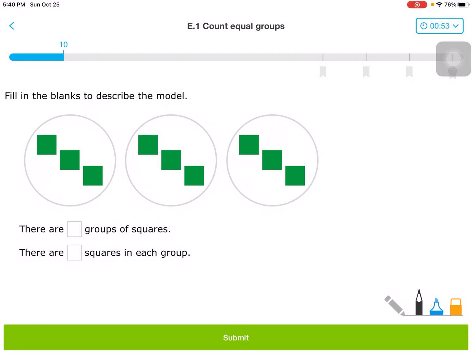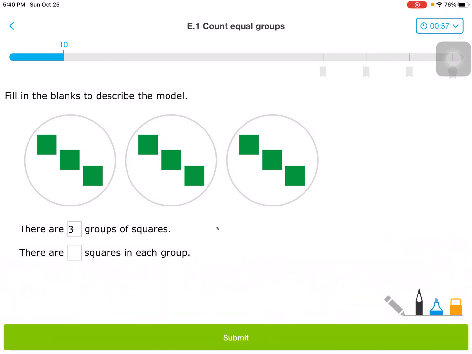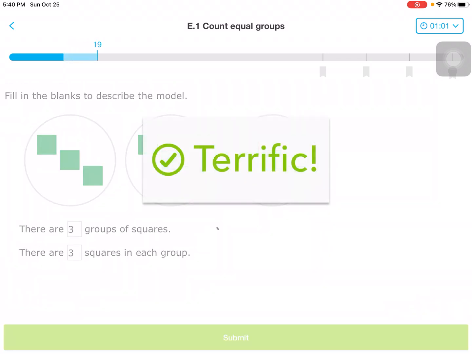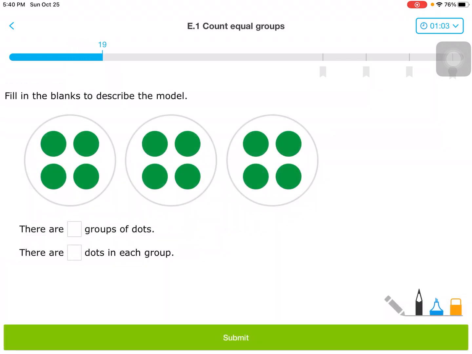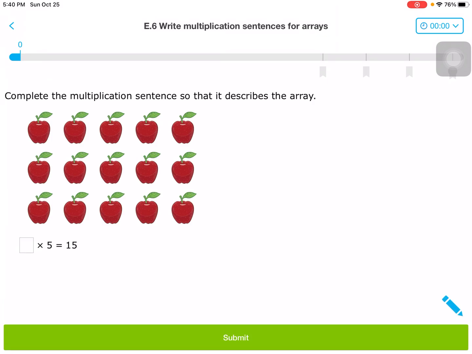How many groups of squares? There are 3 groups of squares. And then there are 3 squares in each group. And that's really all it is. They're just asking you how many groups, how many dots. If you get really good at that, you can move on up to arrays like this. And it says complete the multiplication sentence so that it describes the array.